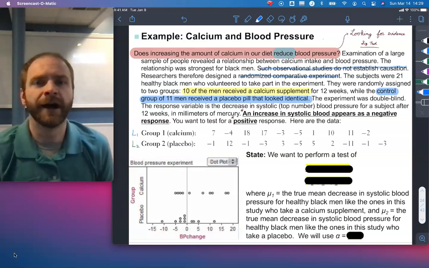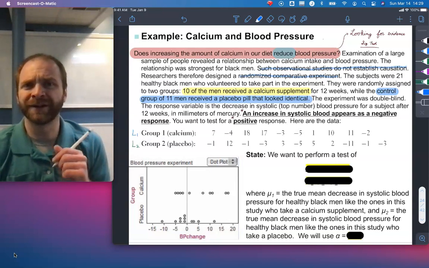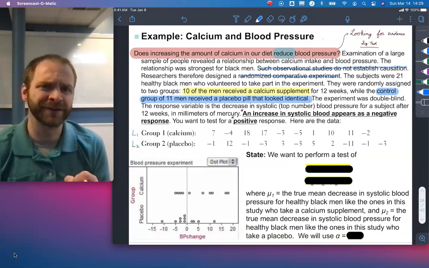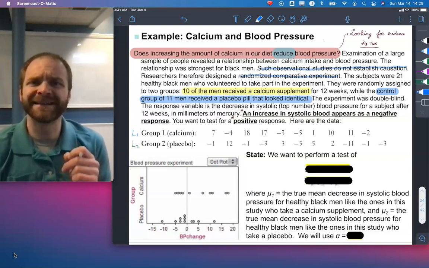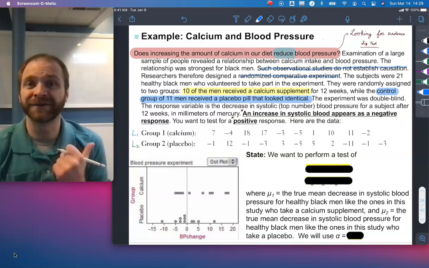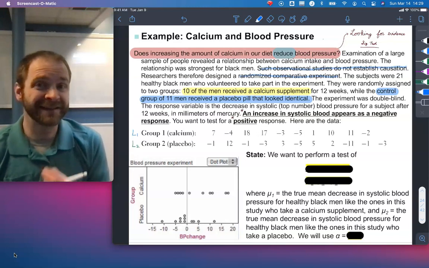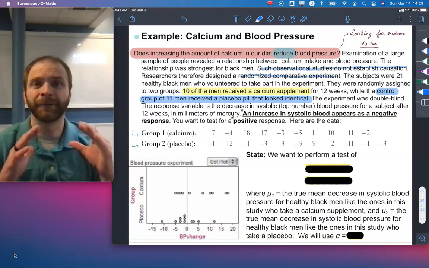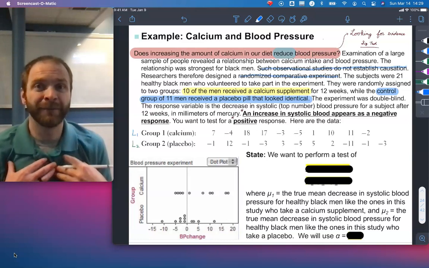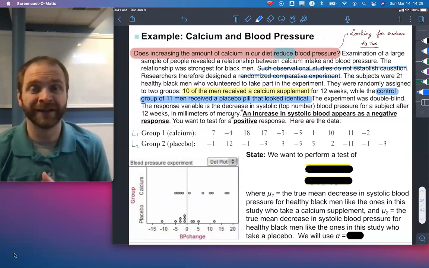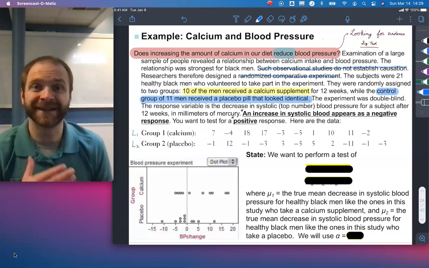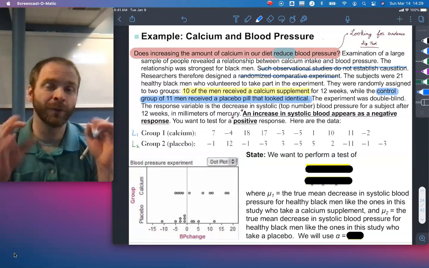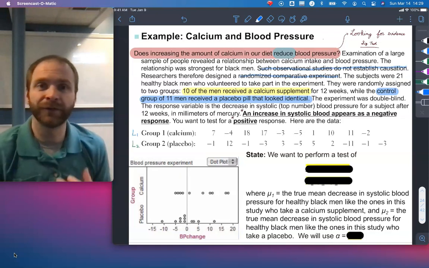We all know that. You see the bold and the underline, and I would start an increase in systolic blood pressure. It appears as a negative response in our results here. You want to test for a positive response. Here are the data. Now, notice we have them bold and underlined for you. If this were given to you on the AP exam, they would not bold, they would not underline, they would not go warning, warning, warning. You need to be careful with your reading.